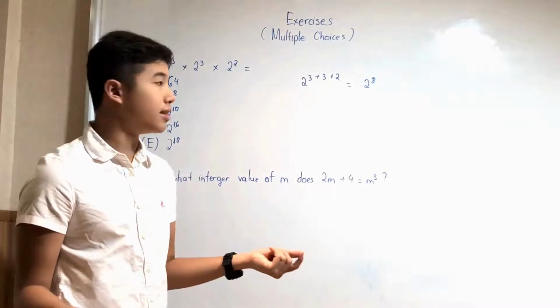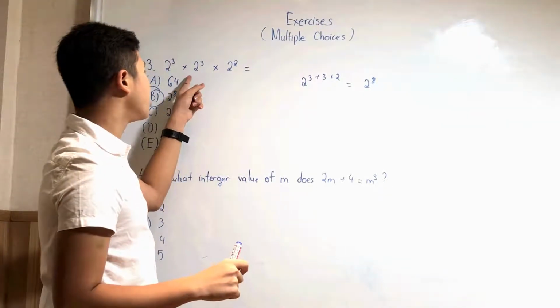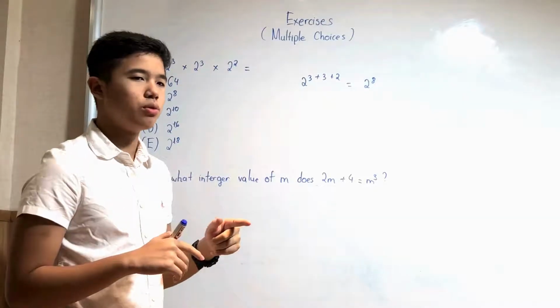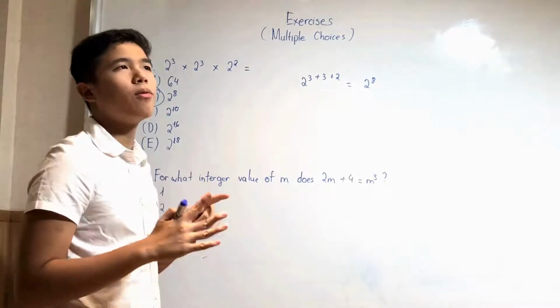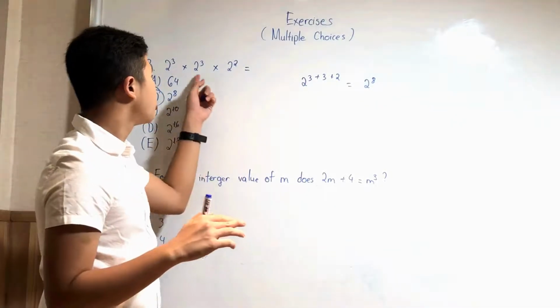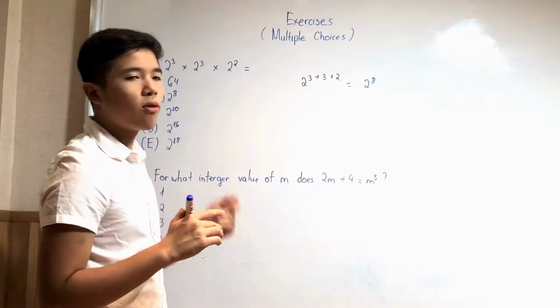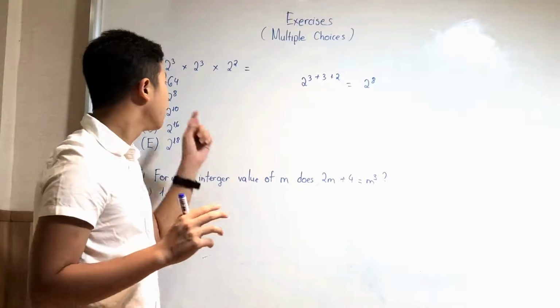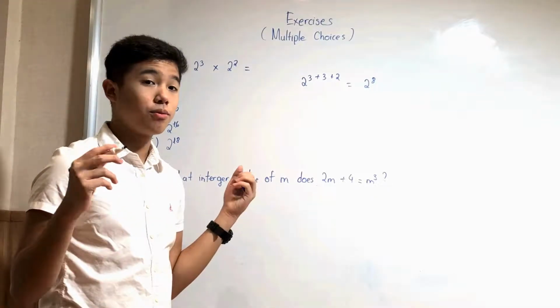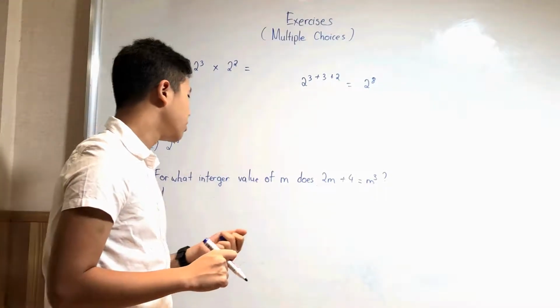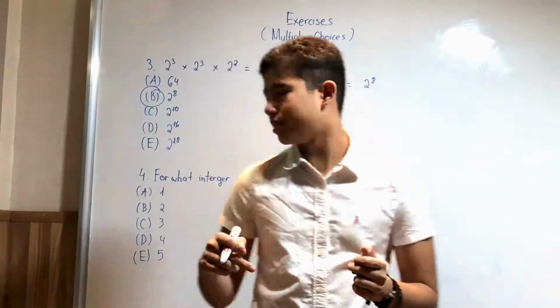We got the correct answer. If we want to change them into real numbers, 2 to the power of 3 is 8, so 8 times 8 is 64, and 64 times 4 is much bigger than 8, so we don't care about that. Let's move on to the fourth question.